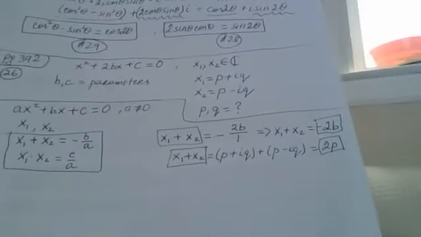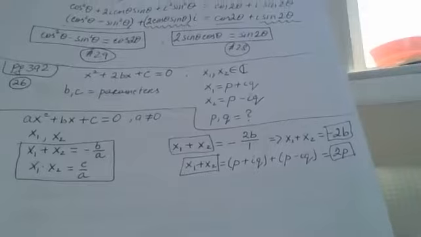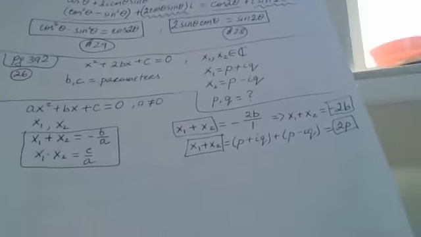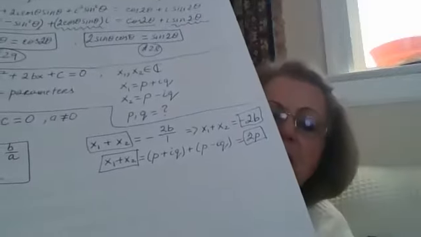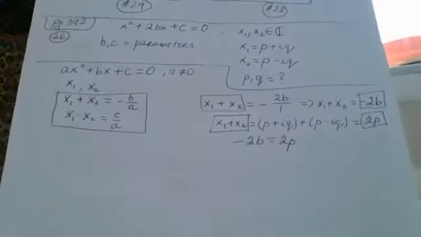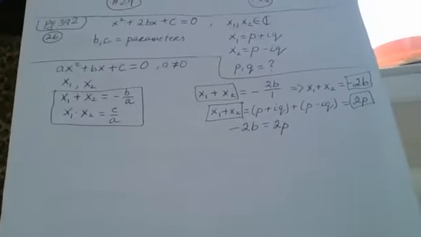Can I use the transitive property? Because in both lines, we have x1 plus x2. From one hand, it is equal to negative 2b. From the other hand, it is equal to 2p. Can I this time state that negative 2b equals 2p? Yes. Can we divide both sides by 2? Yes. And what do we get out of that?